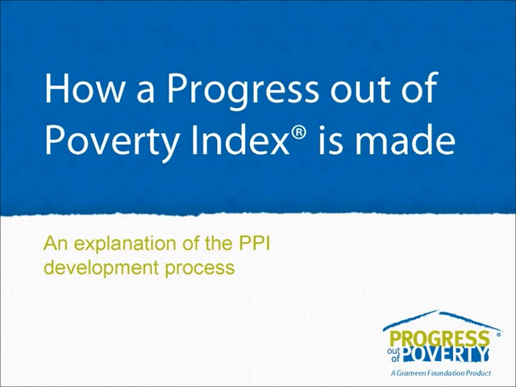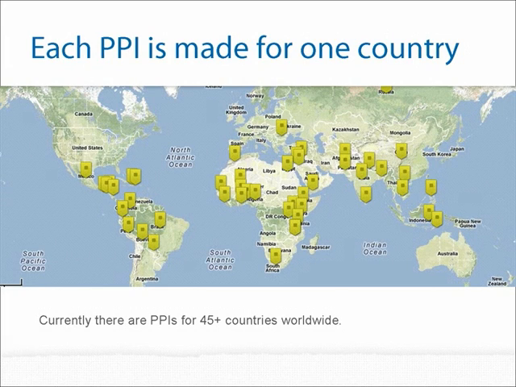The Progress Out of Poverty Index, or PPI, is the poverty measurement tool for organizations with a mission to serve the poor. This presentation by Grameen Foundation explains how a PPI is made. Each PPI is made for one country. Currently, there are PPIs for over 45 countries worldwide. Every year, Grameen Foundation develops PPIs for new countries or updates existing PPIs.